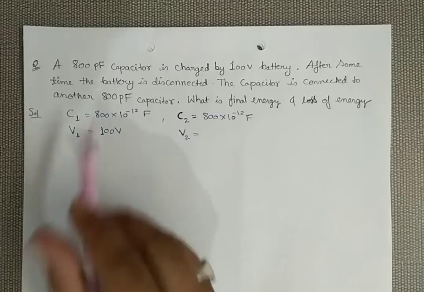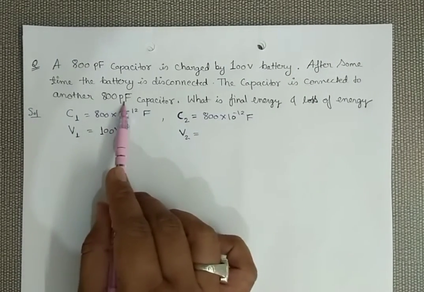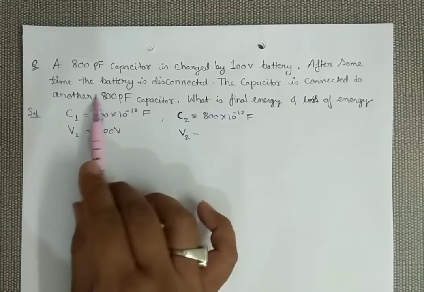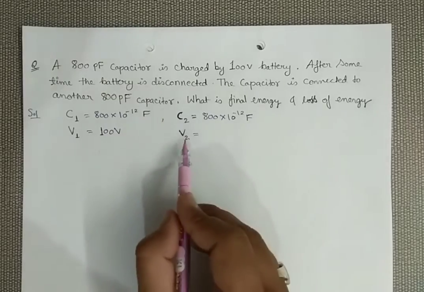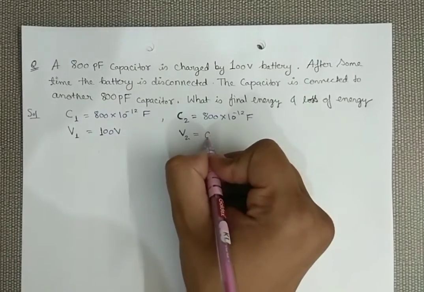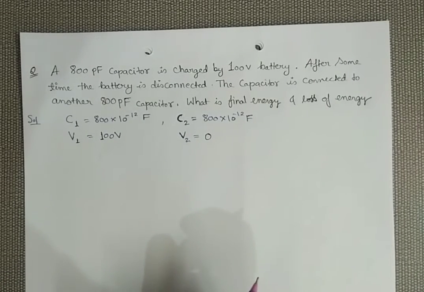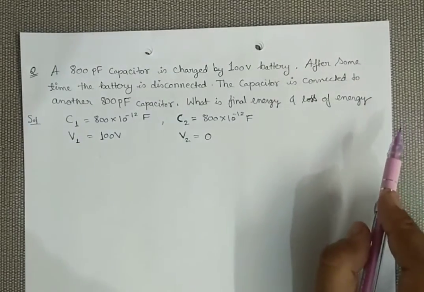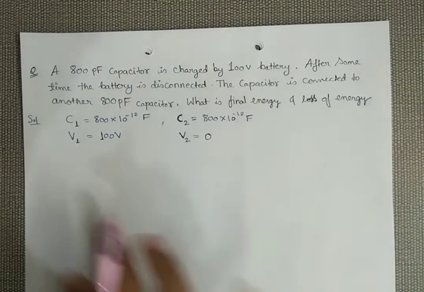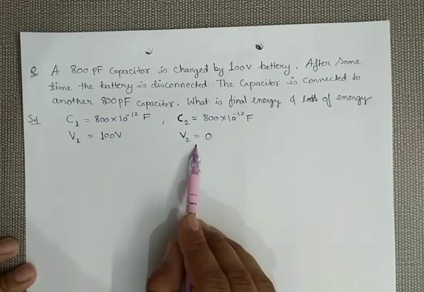But you will see there is no value of V2 given in this question. The first capacitor is charged by a 100 volt battery, but for the second capacitor there is no mention given. So listen to me carefully. If V2 is not mentioned, you just take V2 as 0. Sometimes they write the second capacitor as discharged. They use the word discharged for the second capacitor, then also you have to use 0 only. If nothing is written for V2, then use 0. So C1 is given, C2 is given, V1 is given, and V2 is also known.